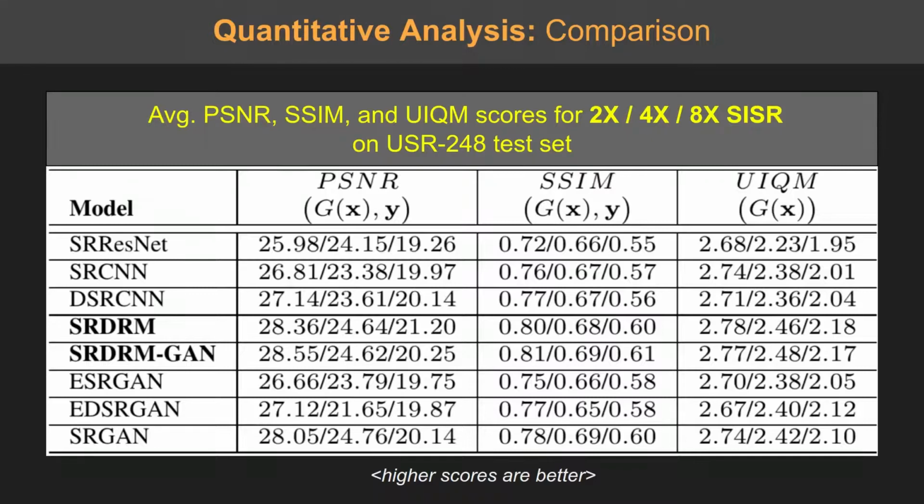This table summarizes the test set performance of all models in comparison based on PSNR, SSIM, and UIQM. The results indicate that SRDRM and SRDRM-GAN produce comparable scores despite having a considerably shallower network architecture than the state-of-the-art models such as SR-GAN, DSR-CNN, or EDSR-GAN. The proposed models also perform consistently better than other simpler models such as SR-CNN or SR-ResNet. We also notice that the performance for 8x SISR is relatively poor across all models, which validates the inherent difficulty of the SISR problem beyond the 4x scaling factor.